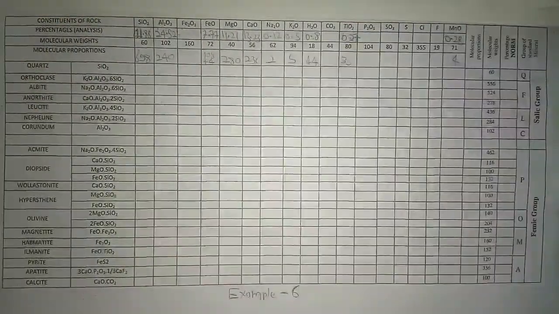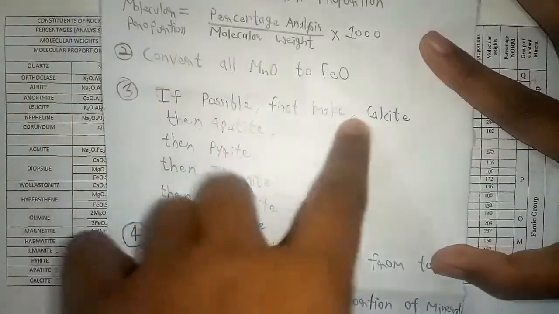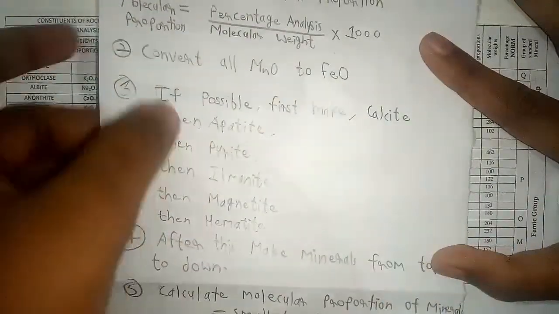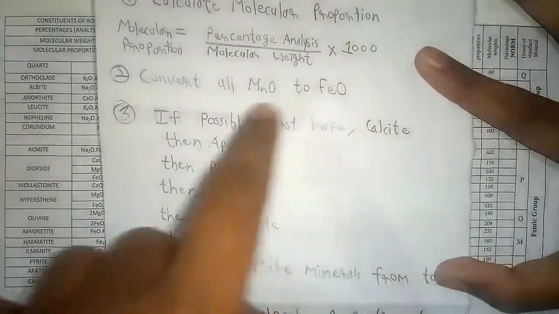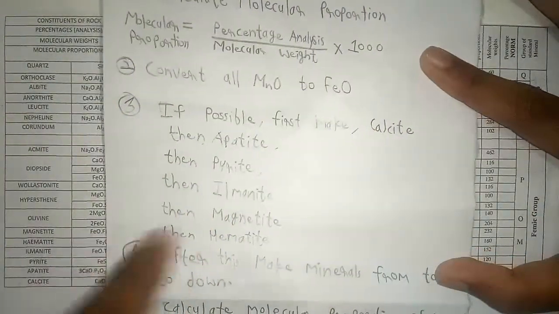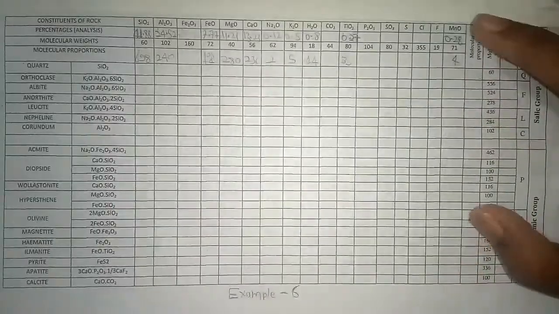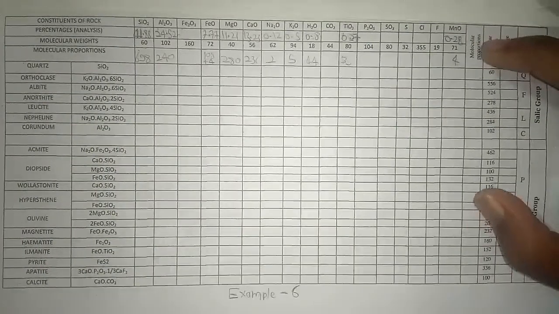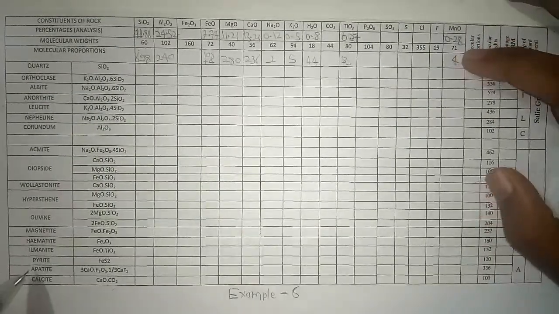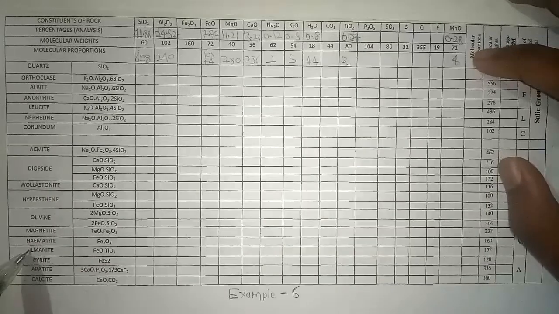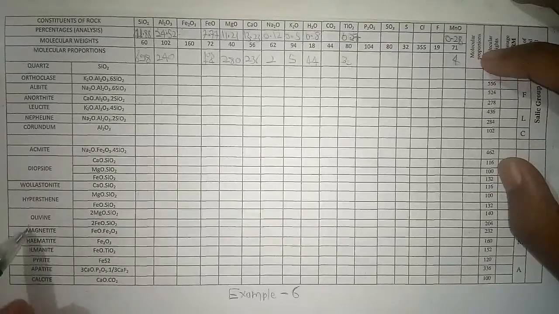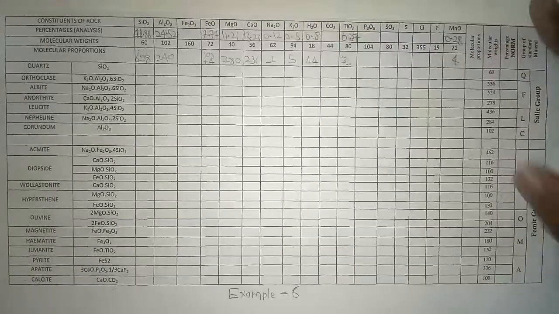Now going to the third step, we have to calculate from the bottom till ilmenite. As I told you, first we calculate calcite, then apatite, then pyrite, then ilmenite, then we jump to magnetite and then to hematite. We climb from calcite till ilmenite, then jump to magnetite, and then come back to hematite.